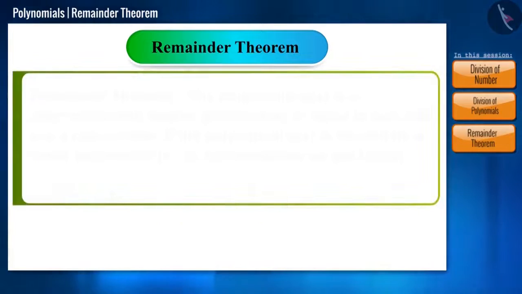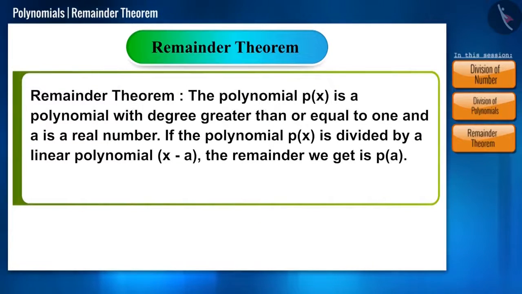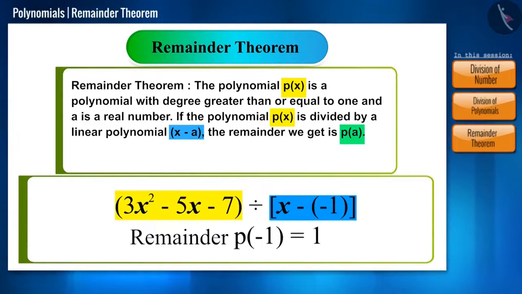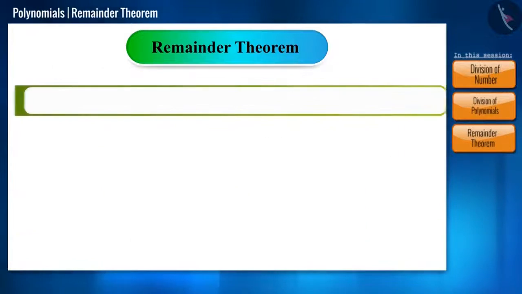So friends, let's assume p of x is a polynomial with degree greater than or equal to 1 and a is a real number. If the polynomial p of x is divided by a linear polynomial x minus a, the remainder we get is p of a. Now let's compare this with our previous example where we divided the polynomial 3x squared minus 5x minus 7 by a linear polynomial x plus 1 and we got the remainder p of minus 1 is equal to 1.